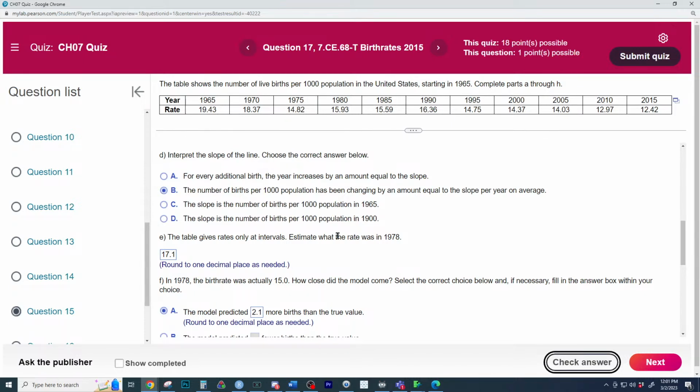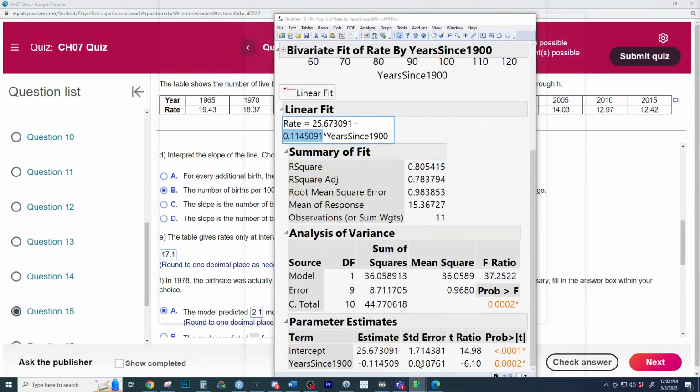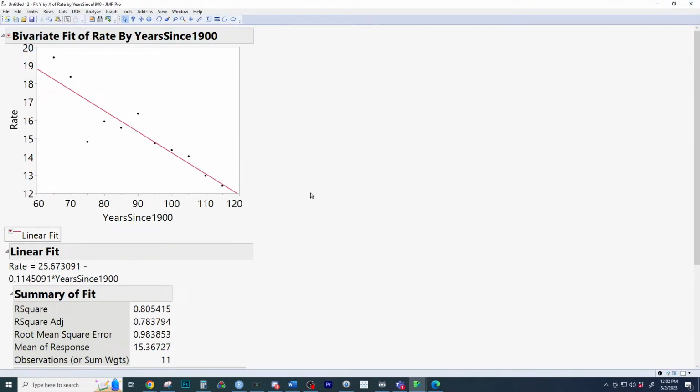The number of births per year per 1,000 population has been changing by an amount equal to the slope per year on average. Yeah, but they really need to mention, it is for each additional year. It's not in units of 5. But once again, I would preferably just interpret this myself rather than read their interpretation. So I'd say for each additional year since 1900, we expect the birth rate to decrease by 0.11 per 1,000 individuals a year. So for each additional year since 1900, we expect the birth rate to decrease by 0.11 on average, and that would be good right there.